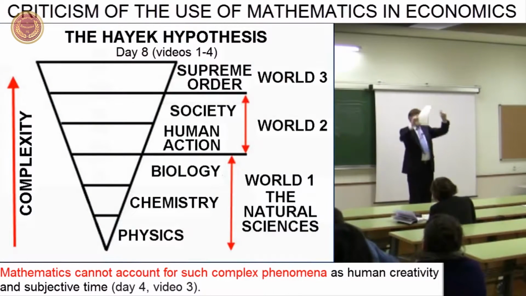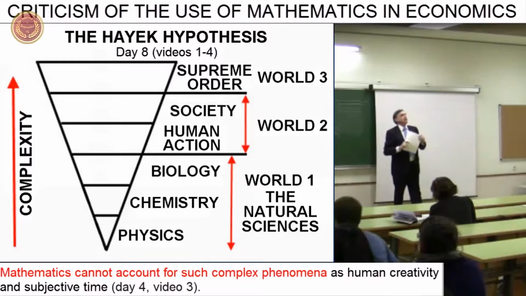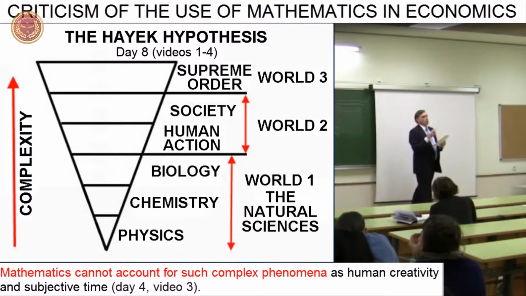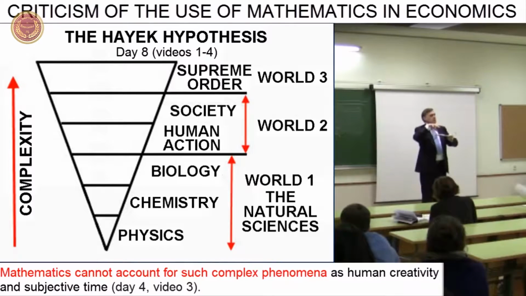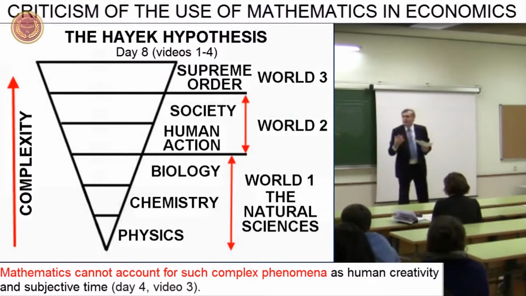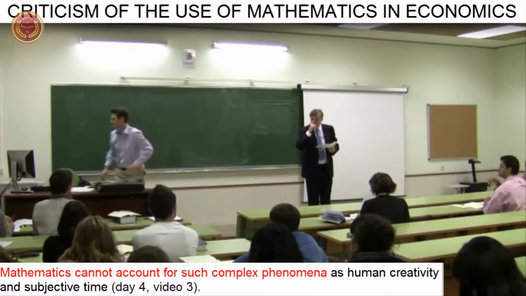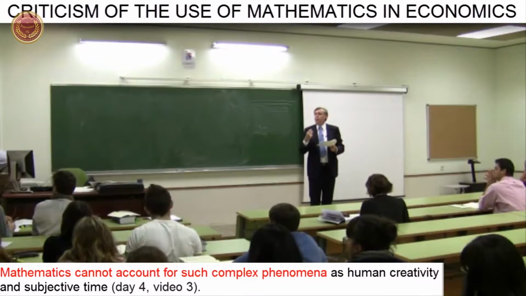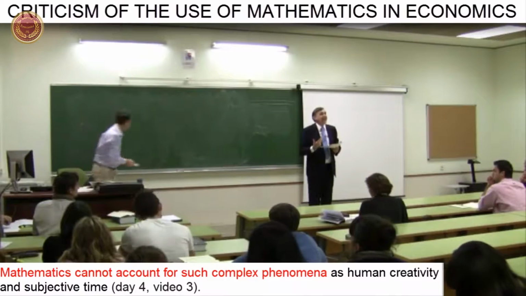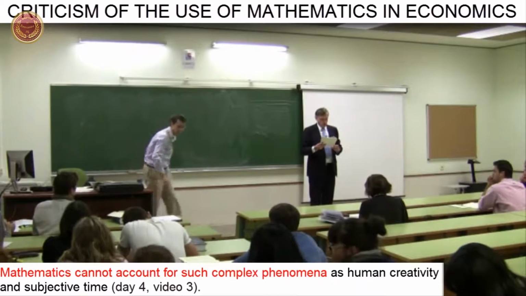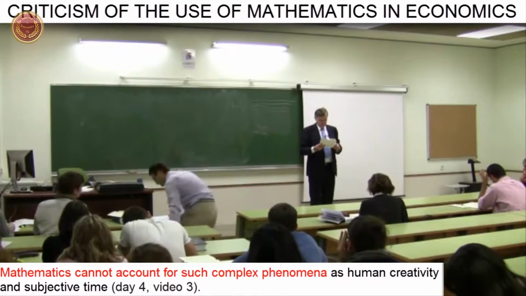Do you remember that we talked about the hierarchical classification of orders? We said that an order can account for simpler orders than itself, but it can't account for itself nor for orders higher than itself. Well, despite its apparent complexity, mathematics is relatively simple, and it can't account for orders as complex as economics, which includes human creativity and the subjective passage of time.